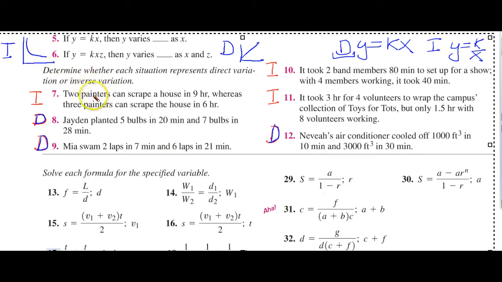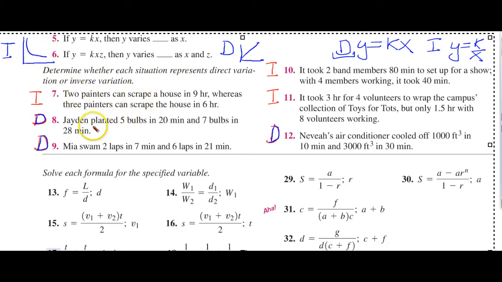So, let's see if we can figure this out. 2 painters can scrape a house in 9 hours. 3 painters can scrape the house in 6 hours. So this is an inverse variation because it's just going to be scraping the house. You don't get a bigger house, you don't get lots of houses, it's just one house. And if you were to plot this data, it would look like so. So we're going to use this again.